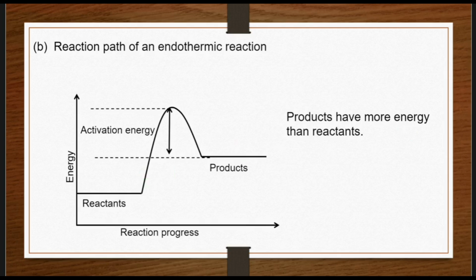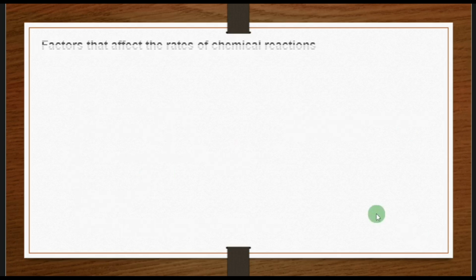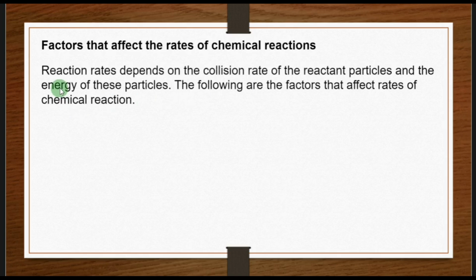All right, so let's continue with our revision. Now let's move to the other part. We are now going to look at the factors that affect the rate of chemical reaction. What you should know, guys, is that reaction rates depend on collision theory. Reaction rates depend on the collision rate of the reactant particles and the energy of these particles. The following are the factors that affect the rate of chemical reaction.